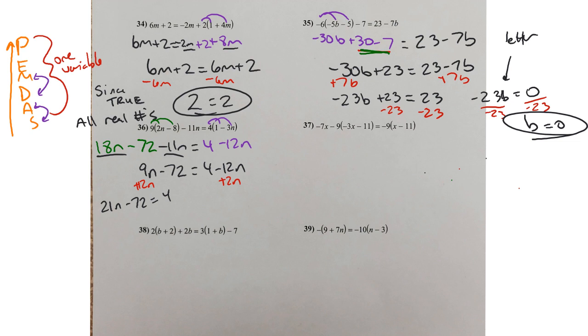Now, I'm going to add 72 to both sides. So I get 21n equals 76. I'm going to divide both sides by 21 now. So I'm going to get n equals 76 all over 21. And that's it for 36.